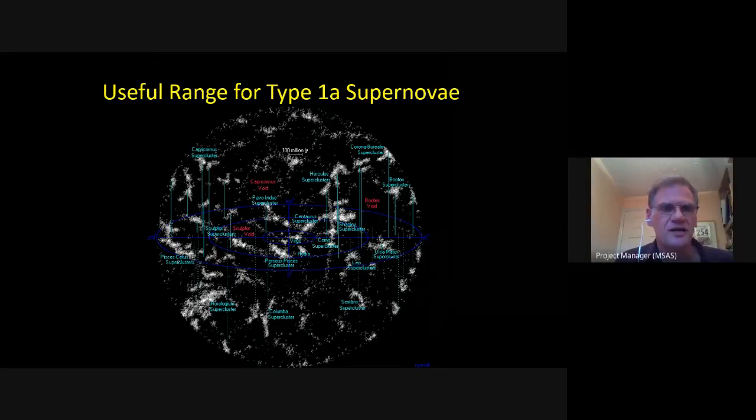Yeah. So the useful range for type 1a supernova is about this. So you're up to a few 100 million light years this time, and on that sort of scale, you're starting to see large-scale structure in the universe. So again, each of these dots in this simulation is a galaxy in its own right. They're not stars.